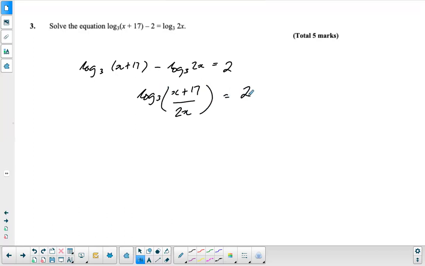Equals 2. Then I'm going to take reverse logs of each side. So I'll do anti-logs: x plus 17 over 2x. And what am I going to do here? I'm taking 3 to the power of the log. So that's 9, 3 squared. So there we go, simple linear equation in x. Subtract x from each side. 17 equals 17x. x equals 1.